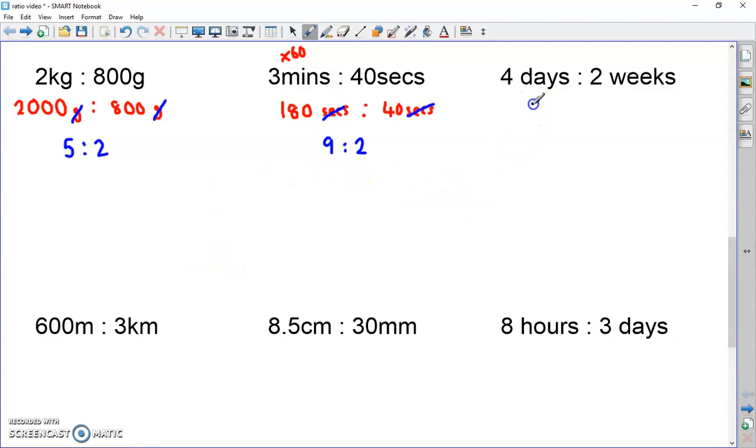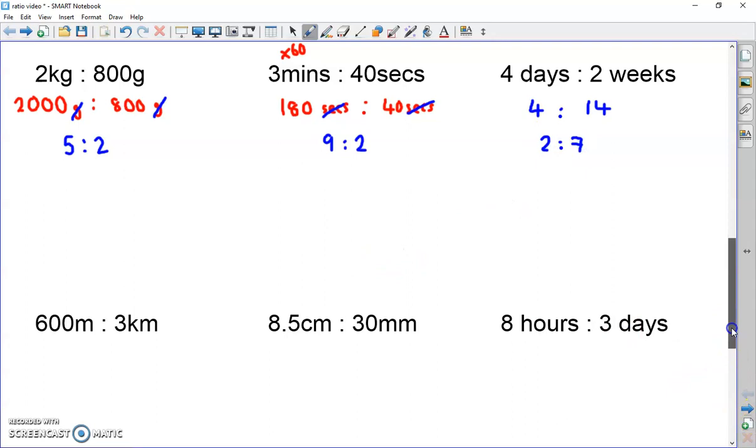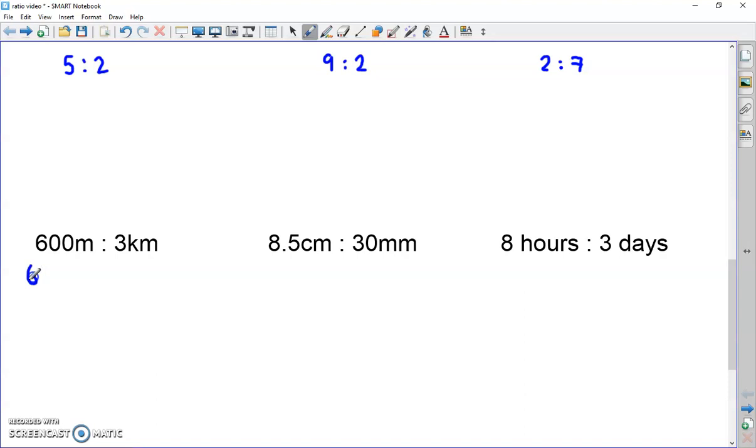4 days, leave it as days. 2 weeks is 14 days, so we got 4 days, 14 days. Not a lot you can do there. 2 to 7 is as small as it goes. And then moving down a little bit. 1,000 meters makes a kilometer. So we have 600 that side, 3,000 on the other side. Okay, they actually both divide by 600. You should end up eventually with 1 to 5.